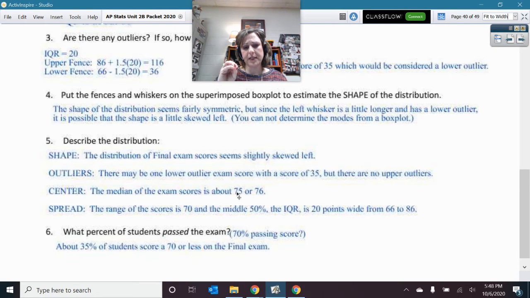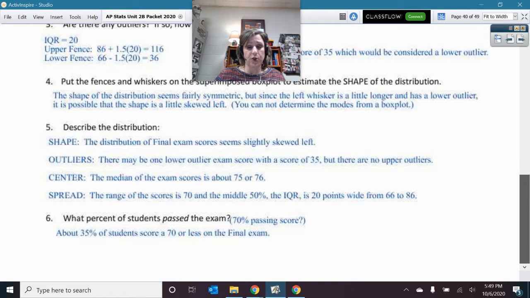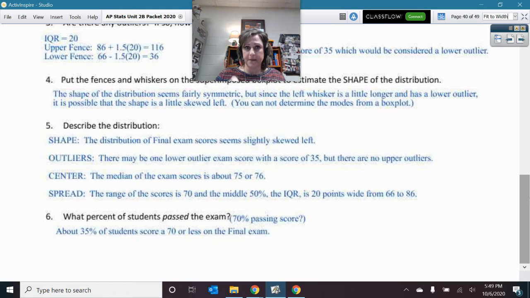Now, notice I'm using median and IQR. I probably could use mean and standard deviation since it is almost symmetric. But we don't have the ability to know what that mean and standard deviation is. So it's okay to default to the values that you do know, and that is your IQR and median. So my center is the median exam score of about 75 or 76, and the IQR, the middle 50%, is about 20 points wide, from 66 to 86.